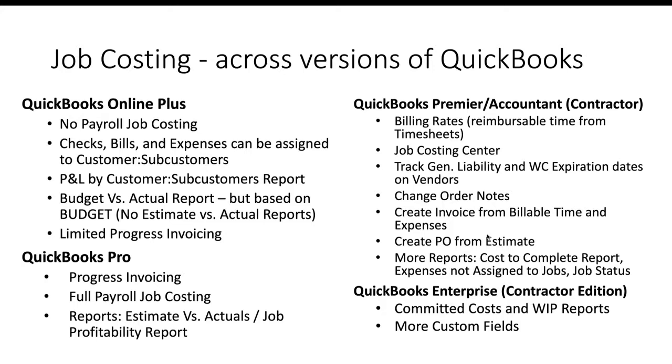And then finally, when we are in QuickBooks Enterprise, there are two additional reports that you cannot find in Pro, Premier, or Accountant, which are the committed cost reports and the work in progress reports. We're going to cover both of those reports in part 2 of this webinar. In addition, we're going to have additional custom fields in QuickBooks Enterprise. So if you want to customize it a little bit more, you get a little bit more of that.